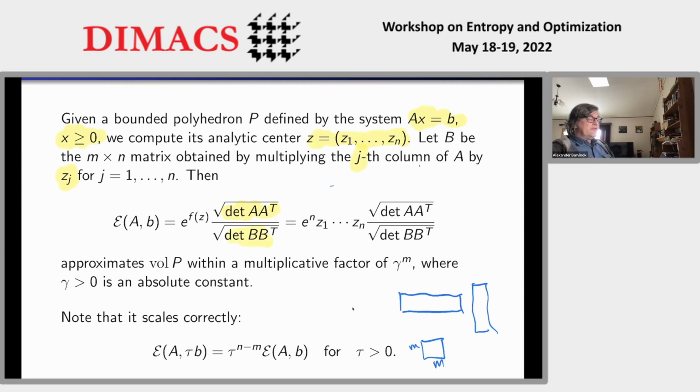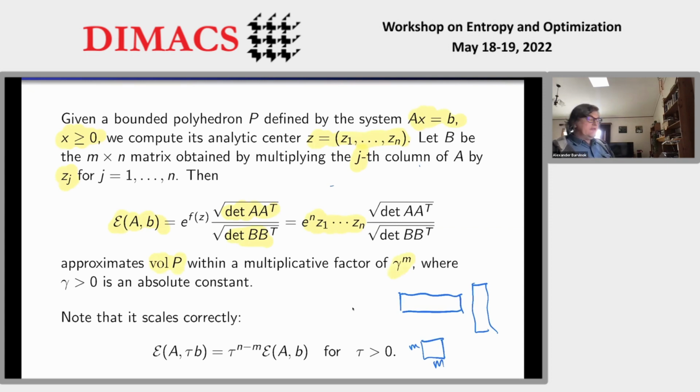That's two determinants. Then we take the ratio of square roots and multiply by e to the f, that function we maximize, which is really e to the n times the product of the coordinates of the analytic center. And what we claim is that we get a number which is not hard to compute from the look of it, which approximates the volume within a multiplicative factor. So gamma is an absolute constant.